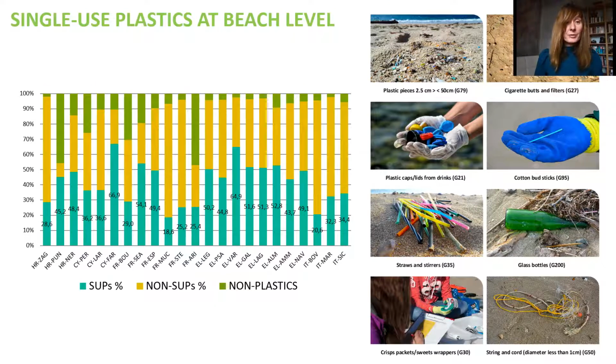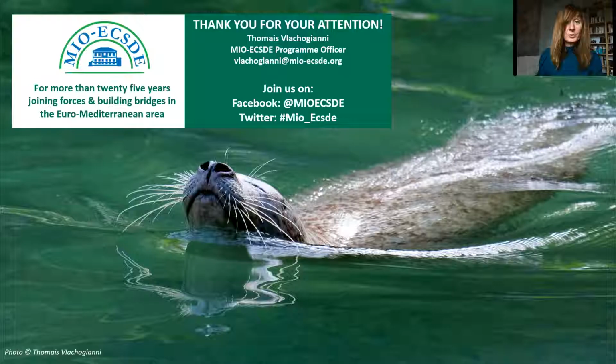When we take a closer look at the beach level, we see that the amount of single-use plastics differs depending on the special characteristics and features of the different beaches. In some cases, it can almost reach 67% of the total litter items collected. And this, of course, indicates that this beach is mainly used for tourism and recreational activities. But in other areas, the amount of single-use plastics can be around 18 to 20%, indicating that these locations are subjected to other types of human-induced activities.